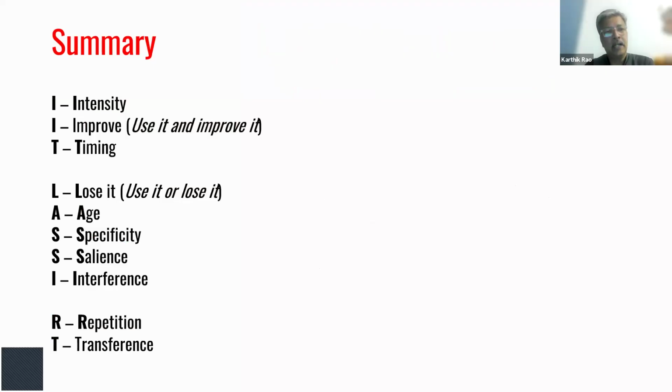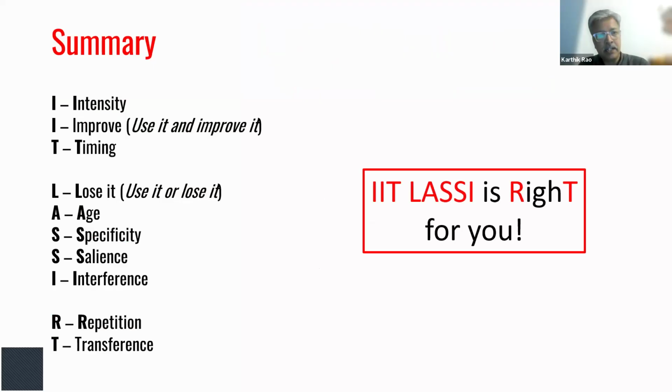To summarize it, we have the 10 principles, and I was looking at how I can make it easy for us to remember those 10 key principles of experience-dependent neuroplasticity. So I got to this, which is IIT Lassi is right for you. So this way we can remember all these things, and remember that these 10 points are not mutually exclusive.